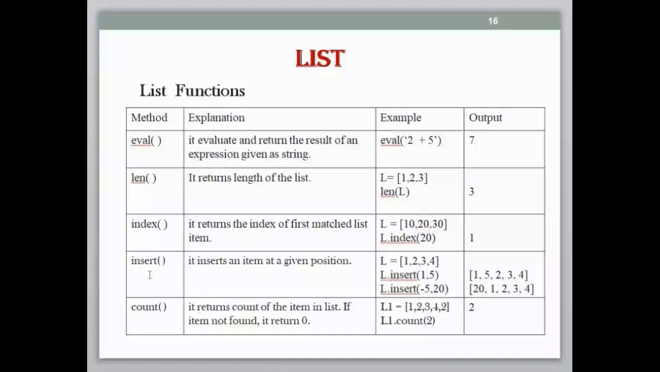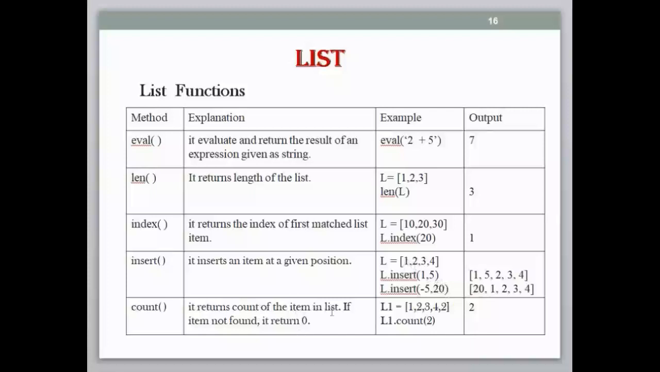Insert. It inserts an item at a given position. So L is 1, 2, 3, 4. L dot insert 1, 5. Index is 1. So 0, 1 means at second position you want to insert element 5. So here is the output. Now if you write L dot insert -5 and comma 20, so what will happen? It will insert this value at the first position.